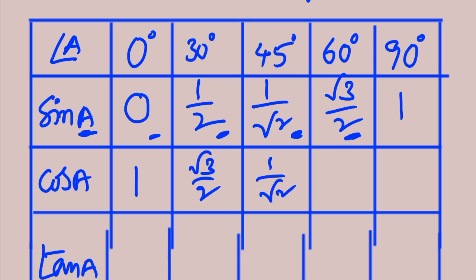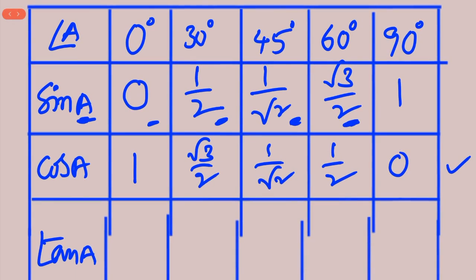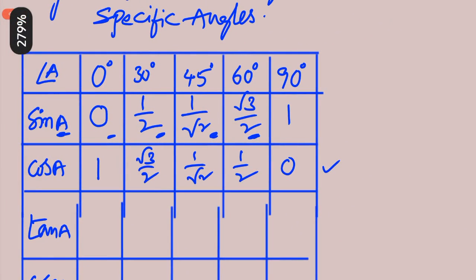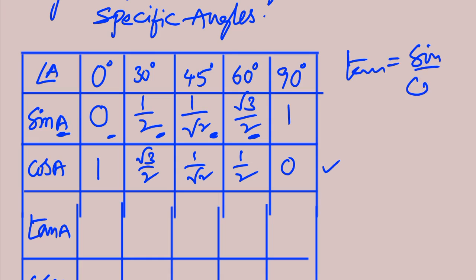Now cos 60 is 1 by 2 and cos 90 is 0. That means all the sin values from the right side onwards give the cos values, right? I hope you understand well. And finally tan values. How do we get tan values? Generally, to get the tan values, we have a formula: tan is equal to sin by cos. This is the formula, you can use it.